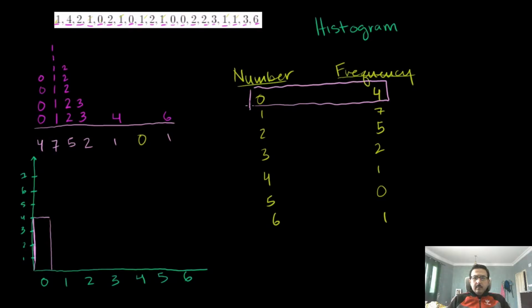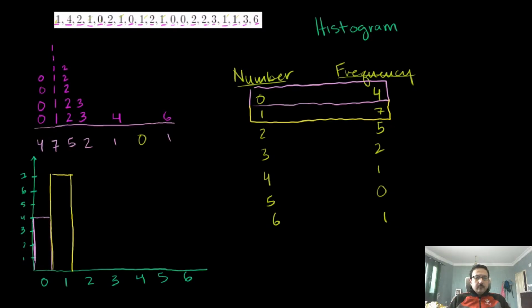1 shows up 7 times. So I'll do a little bar graph. Just like that. I want to make it a little bit straighter than that. 1 shows up 7 times.